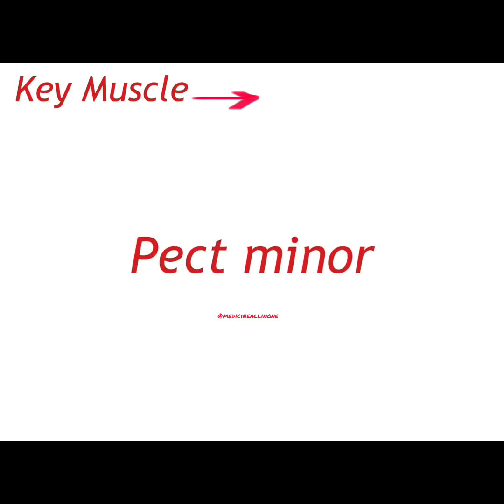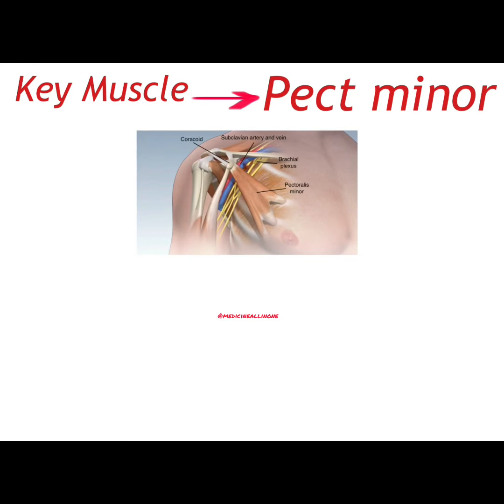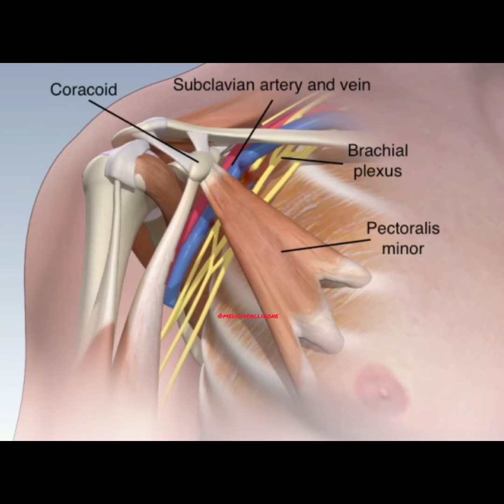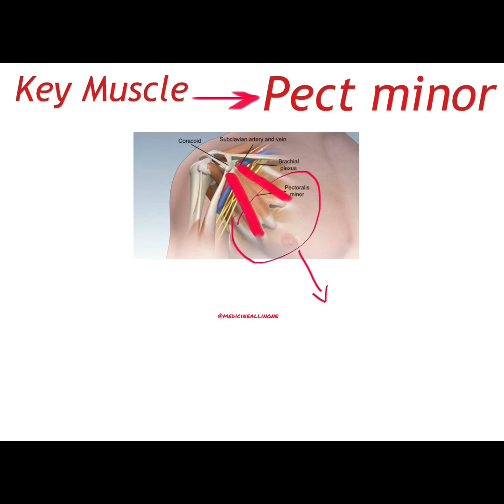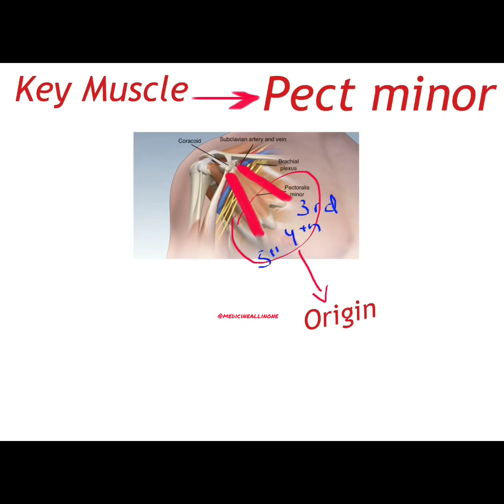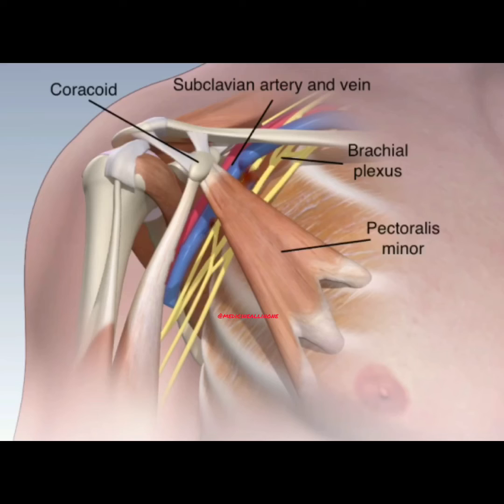Now we will discuss the key muscle of the axilla, that is the pec minor muscle. Pec minor is basically a thin triangular muscle that lies beneath the pec major muscle. The origin of pec minor muscle is from the 3rd, 4th, and 5th ribs. It runs upward and laterally, and its insertion is on the apex into the coracoid process of the scapula. It crosses the axillary artery and the brachial plexus of nerves.